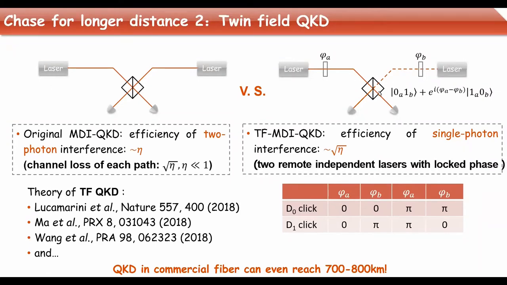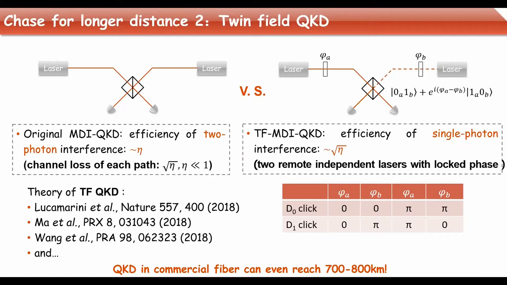But for twin field QKD, the basic idea is similar: Alice and Bob both send their quantum states into the middle. But when you measure one and only one click on the two detectors, you know that these two phases are locked, and then you can establish the quantum key. It's just like Mach-Zehnder interference. Alice and Bob change their phases, phi A and phi B, and according to their phases, they can tell each other's phase. In that sense, they can establish the key.